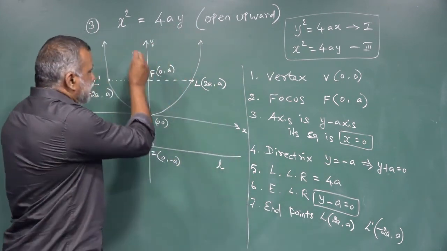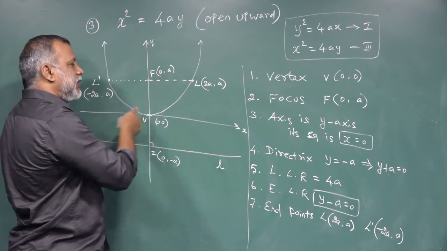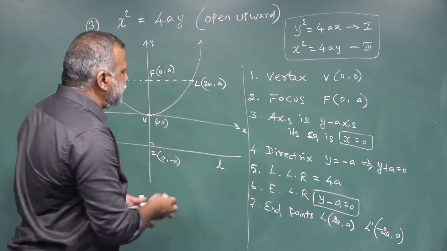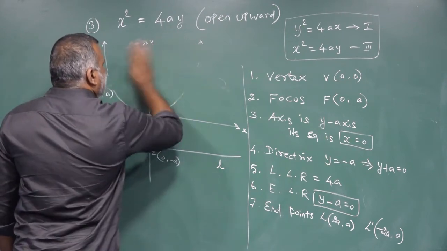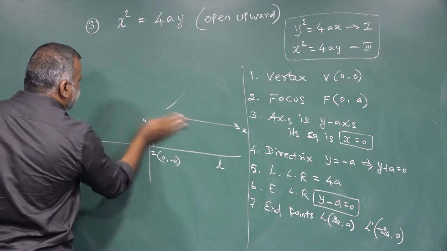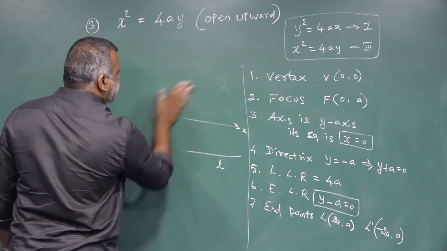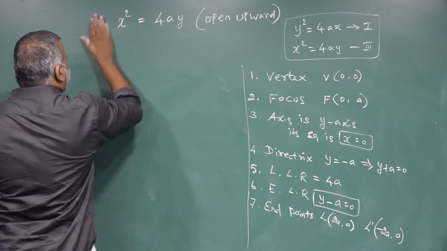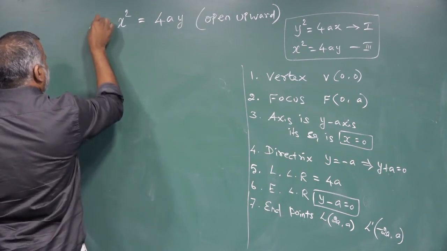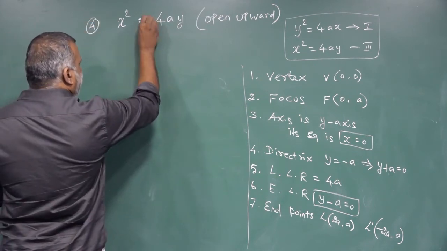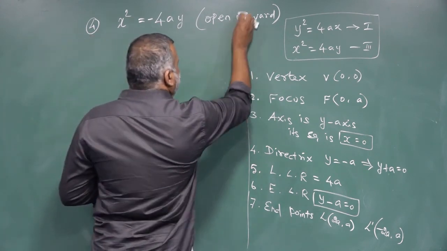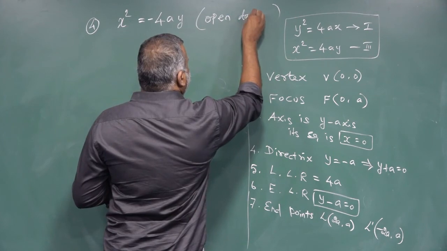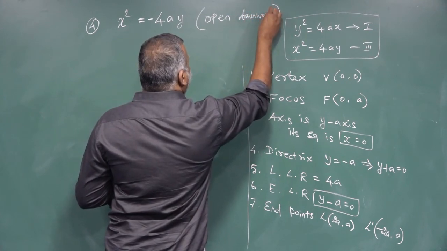See, this diagram changes slightly. Here this is called open upward. Open downward means we only have a small difference. So that is type 4. Type 4 is x squared equal to minus 4ay. This is called open downward.